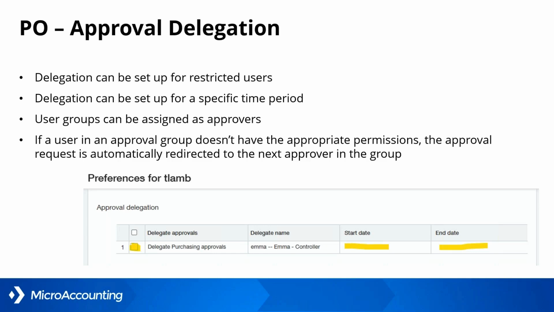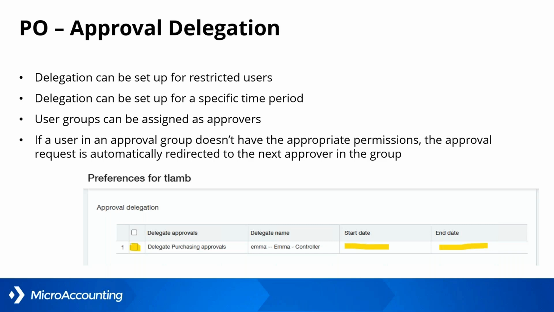Right. Moving down to purchasing. We've been able to set up purchasing approval delegates for a while now, but a purchasing delegate can now be set up for a restricted user. That was previously not something that you could do. And we can set it up for a specific time period.